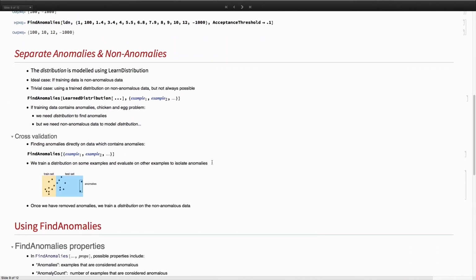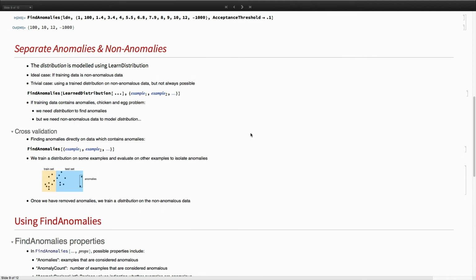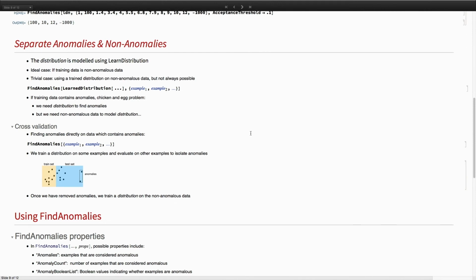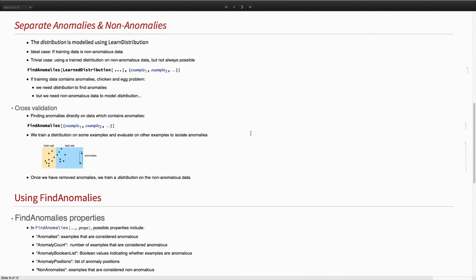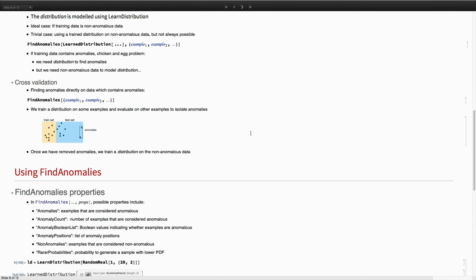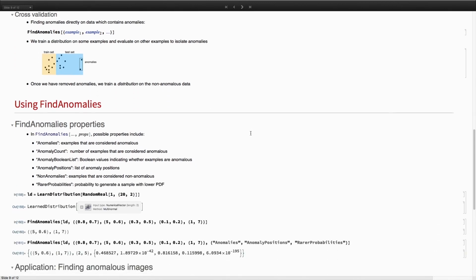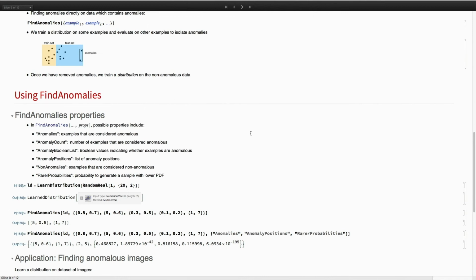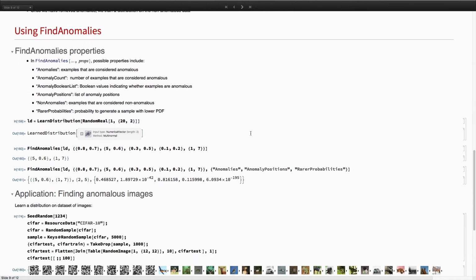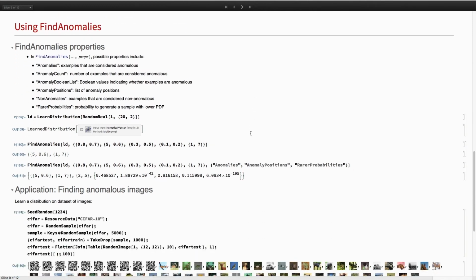You might think, what if you don't have a learned distribution on non-anomalous data? This is a chicken and egg problem. You want a distribution on non-anomalous data to find anomalies, but on the other hand, you don't know where the anomalies are. So we have a scheme for that. We do a cross-validation, and we learn the distribution on the examples with the highest rarer probability, train on that, and find anomalies on the rest. And we do it a few times if you don't have a learned distribution.